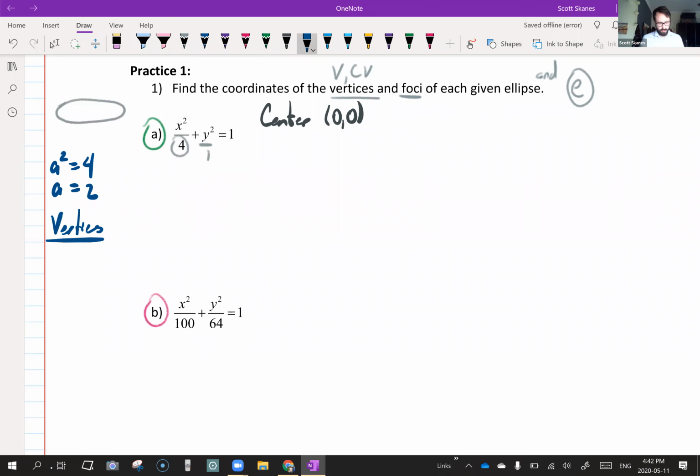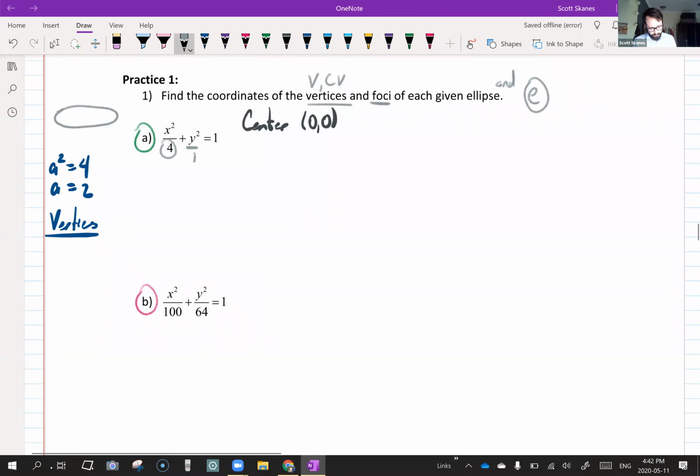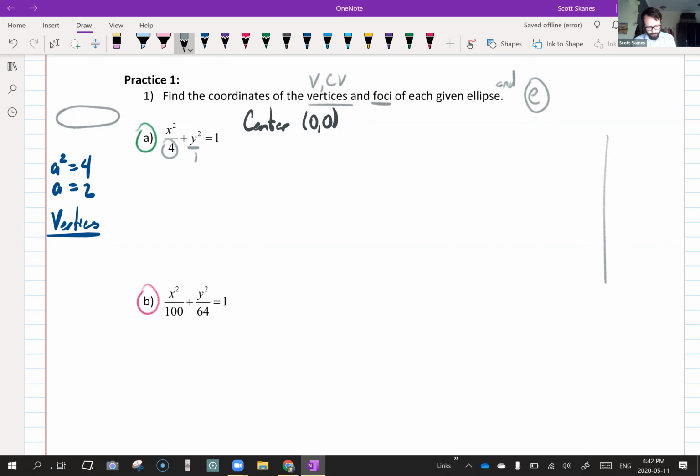I'm going to draw a sketch, though, because otherwise I very easily lose track of things. Okay, center at 0, 0. Major axis is in this direction, and I go over by 2. 1, 2, 1, 2. That's my vertices. What are they? They are 2, 0, and negative 2, 0. Okay, that's it for vertices.